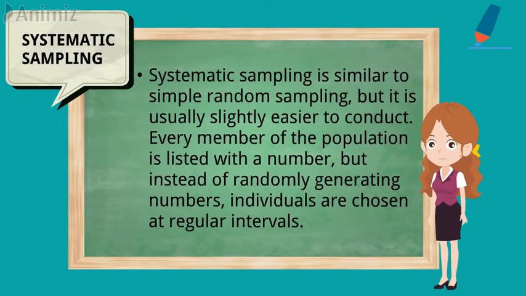Systematic sampling. Systematic sampling is similar to simple random sampling, but it is usually slightly easier to conduct. Every member of the population is listed with a number, but instead of randomly generating numbers, individuals are chosen at regular intervals. For example, all employees of the company are listed in alphabetical order. From the first 10 numbers, we randomly select a starting point, number 6. From number 6 onwards, every 10th person on the list is selected, like 6, 16, 26, 36, and so on, and we end up with a sample of 100 people.